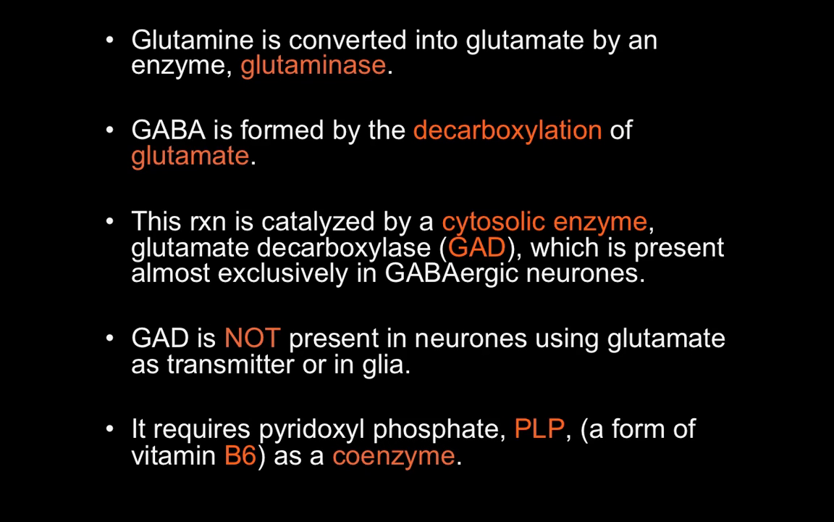Glutamate decarboxylase requires pyridoxal phosphate, or in other words PLP, as a coenzyme. Just remember that this is a very popular question in the exam. What is the coenzyme for glutamate decarboxylase? The answer is PLP, pyridoxal phosphate. And you get PLP from vitamin B6.